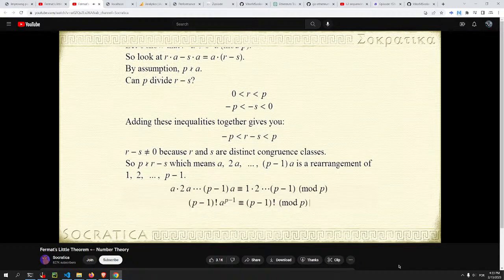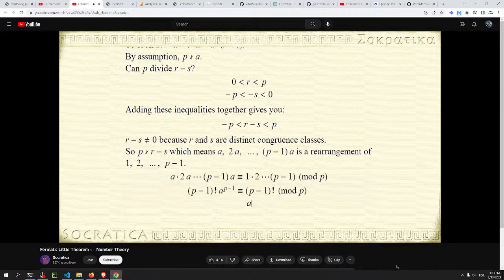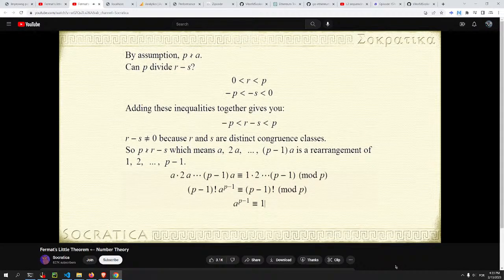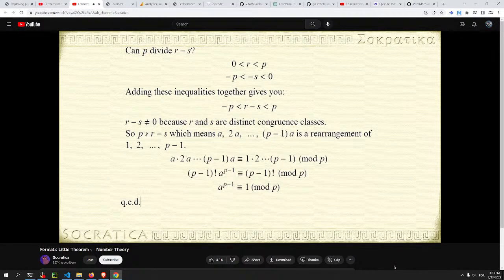Now, p does not divide p minus 1 factorial, because p minus 1 factorial is a product of the positive integers less than p. So because p does not divide p minus 1 factorial, we can safely cancel it from the congruence. Remember, you cannot cancel a number from the congruence unless it's relatively prime to the modulus. So we can divide both sides by p minus 1 factorial, we can cancel that out, and that gives us a to the p minus 1 power is congruent to 1 mod p. And that proves Fermat's little theorem.